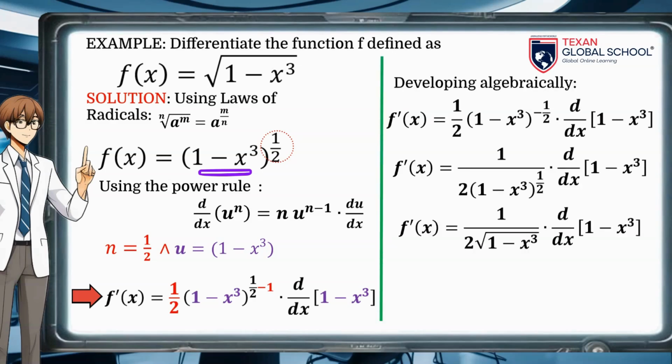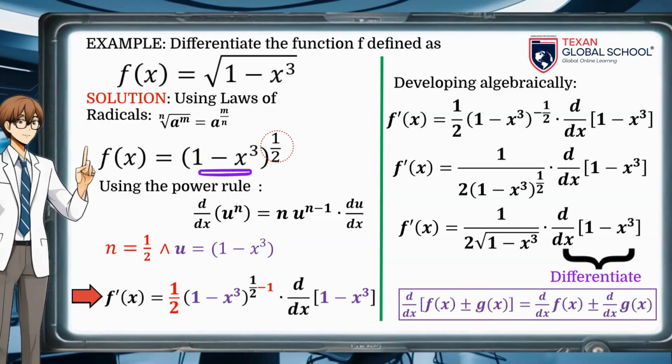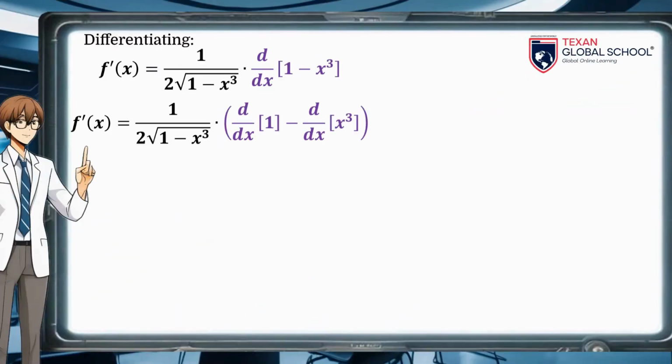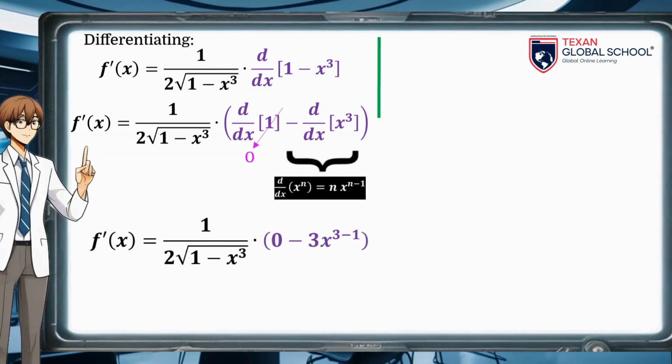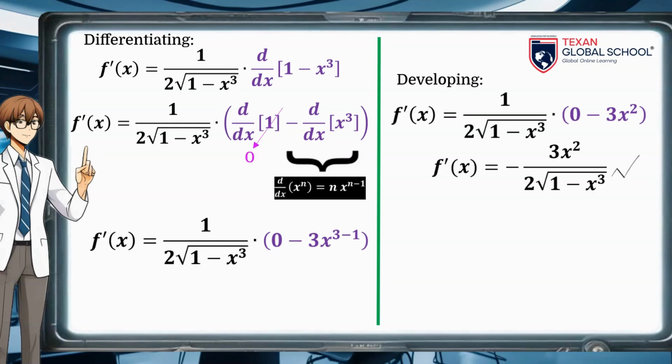By using laws of exponents, let us represent with positive exponents, so lower that factor. The result is 1 over 2 times the square root of 1 minus x cubed, times the derivative of 1 minus x cubed. Now, differentiate the last missing section. Since it is a difference of functions, apply the derivative to each function. The first derivative is 0, since the derivative of a constant is 0. And to the next one, apply the simple power rule. Expanding once more, the result is 3 times x squared over 2 times the square root of 1 minus x cubed.